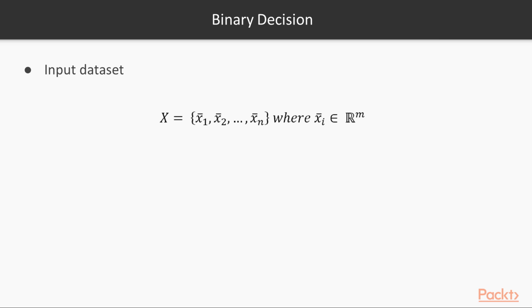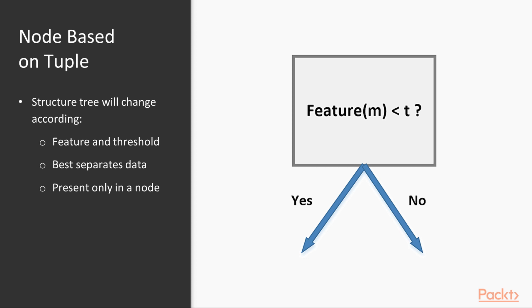Consider an input dataset X. Every vector is made up of m features, so each of them can be a good candidate to create a node based on the feature threshold tuple as shown. According to the feature and the threshold, the structure of the tree will change. Intuitively, we should pick the feature that best separates our data. In other words, a perfect separating feature will be present only in a node, and the two subsequent branches won't be based on it anymore.